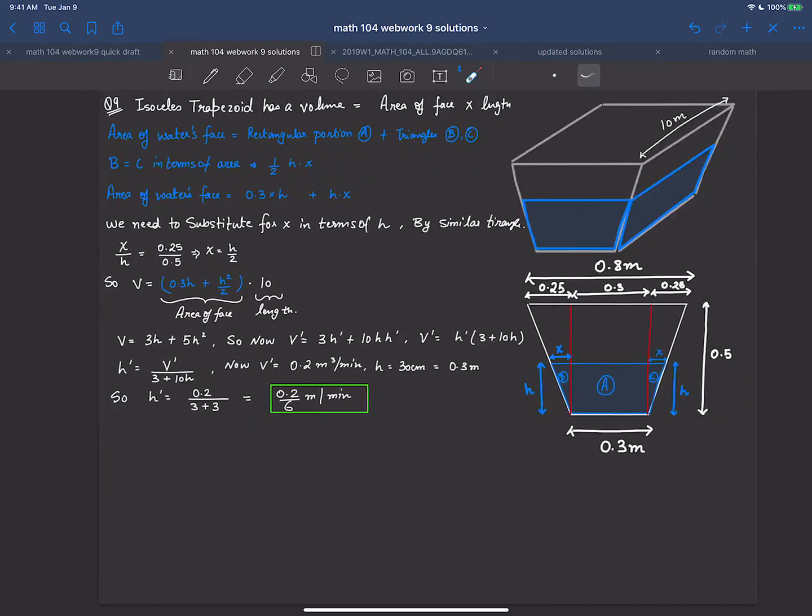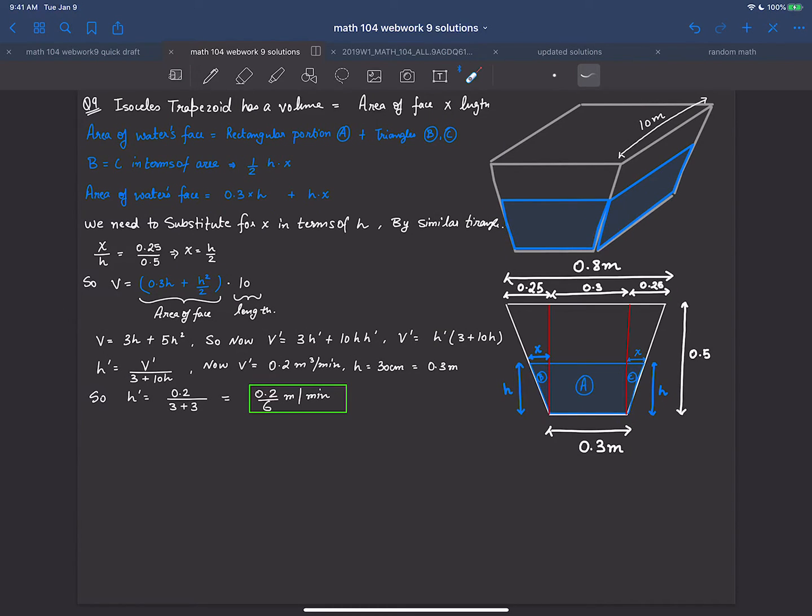Okay, now this is the last one. This is supposed to be the hardest problem on the WeBWorK, but it's nothing crazy if you are able to conceptually visualize what's happening here. So you have an isosceles trapezoid trough shaped like that. It has a volume that we can calculate, and they want you to figure out, when the water is being poured in at a certain rate, how fast the height is changing.